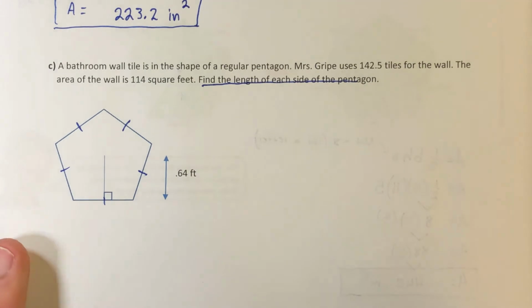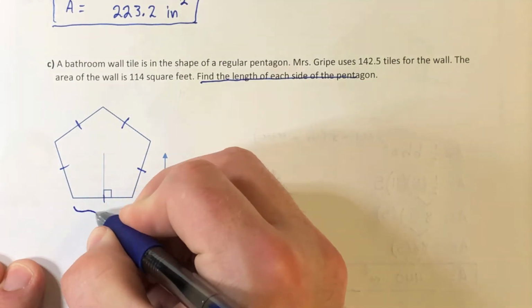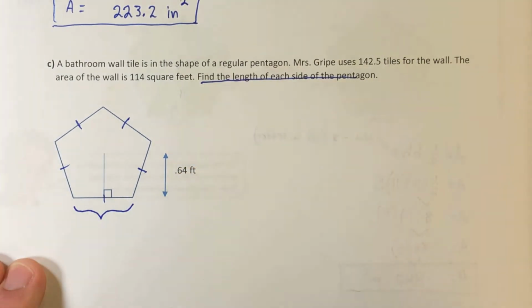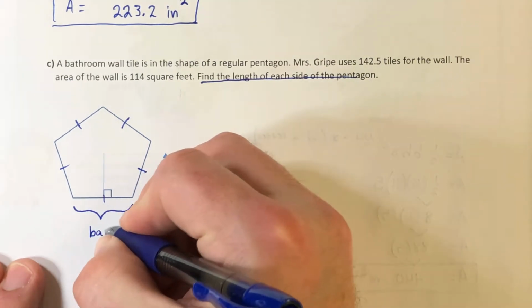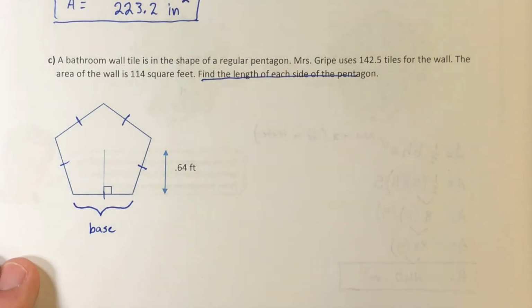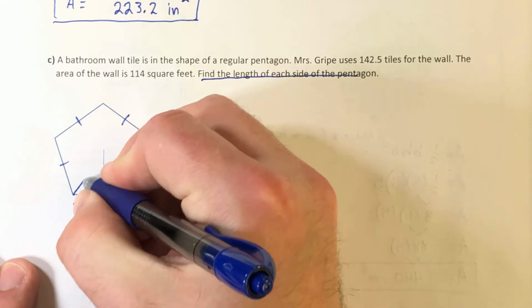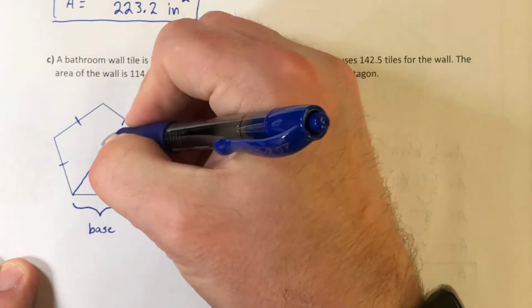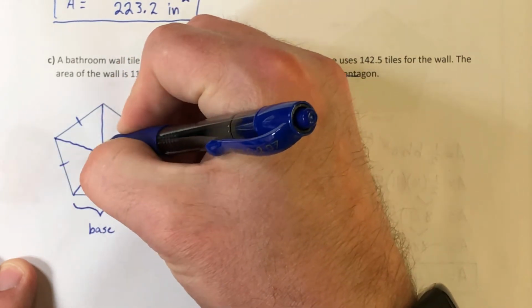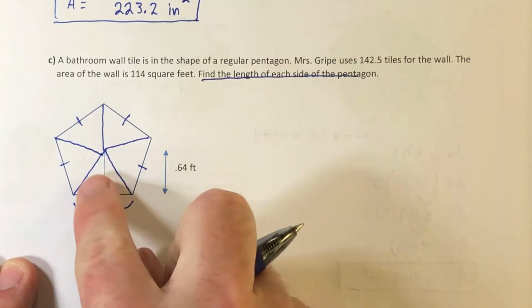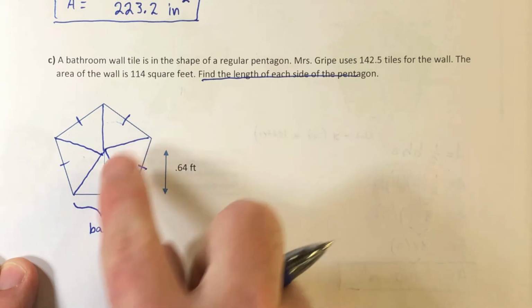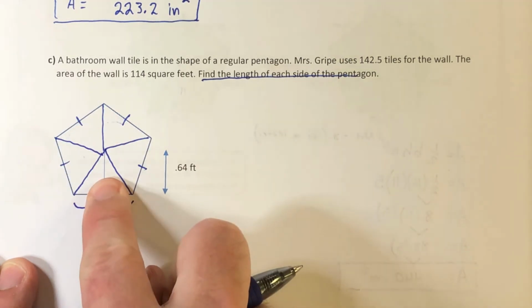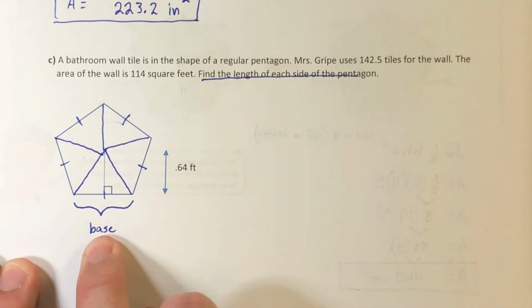Again, we're finding the length of each side of this pentagon. Essentially, we're going to find the base of one of the triangles that makes up that wall tile. So we have a wall tile. That wall tile is in the shape of a pentagon. It consists of five triangles. We want the base of one of those triangles.